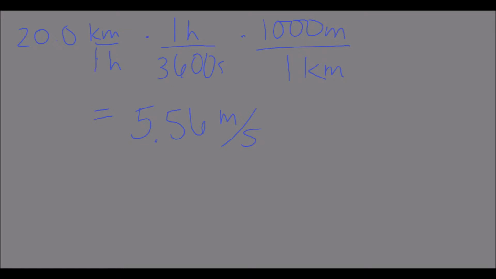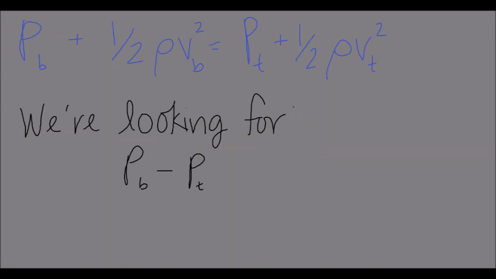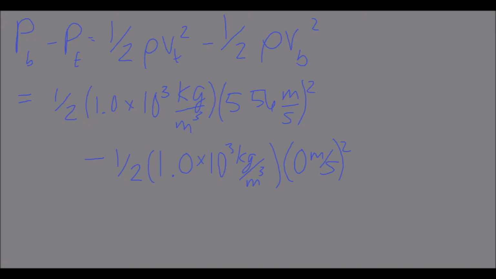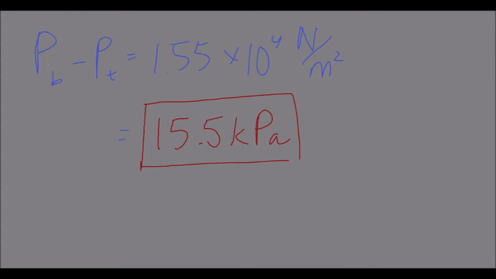The best way is to use dimensional analysis, where we obtain 5.56 meters per second. Using the Bernoulli equation, we can plug in the velocity found and solve for the change of pressure. That is P of B minus P of T. Once we rearrange the equation for P of B minus P of T, we can plug in our knowns. After that, it's just simple calculation. We find that our pressure difference is 15.5 kilopascals.